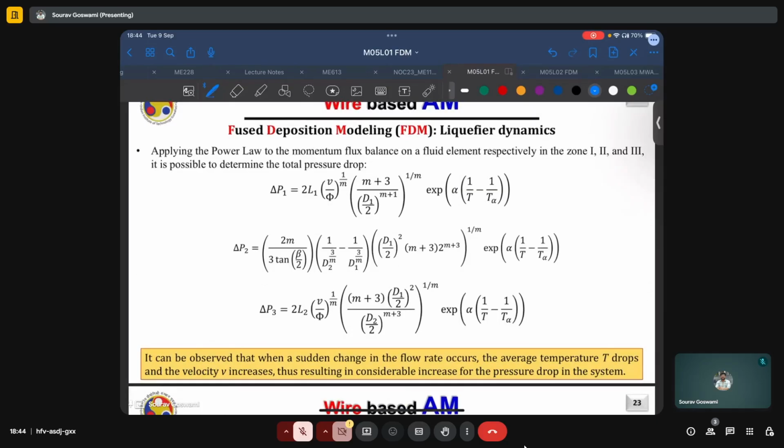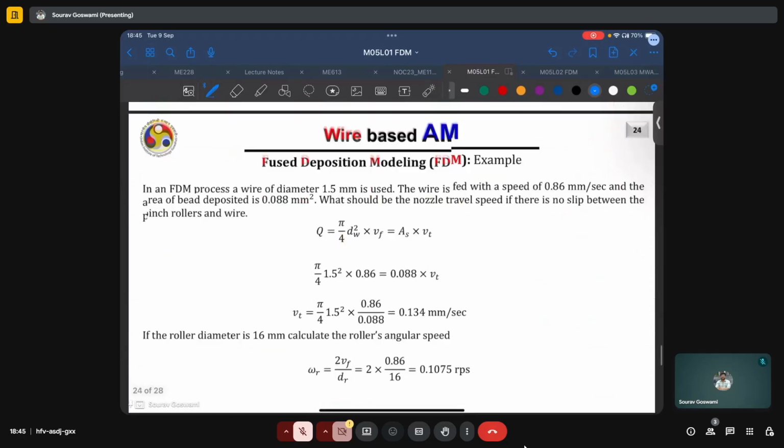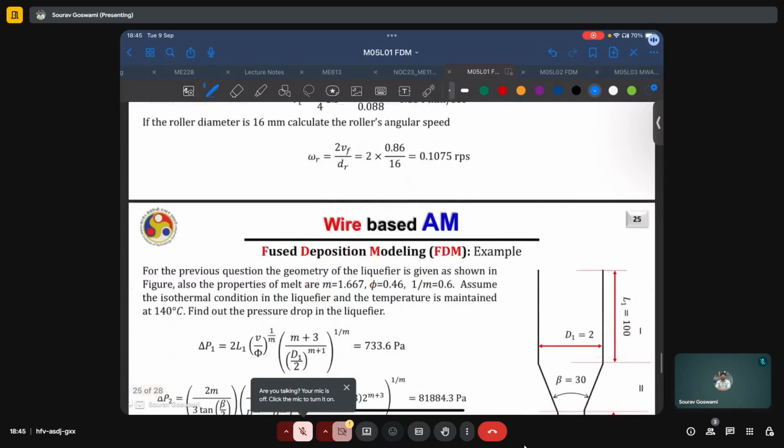What all of this allows us to find is the total pressure drop across the three zones. The key takeaway message being that when a sudden change in the flow rate occurs, the average temperature T drops and the velocity V increases, thus resulting in considerable increase for the pressure drop of the system. An example numerical was also solved by the couple in class.